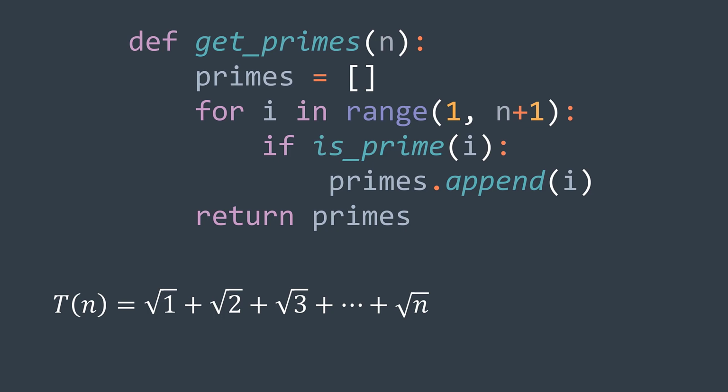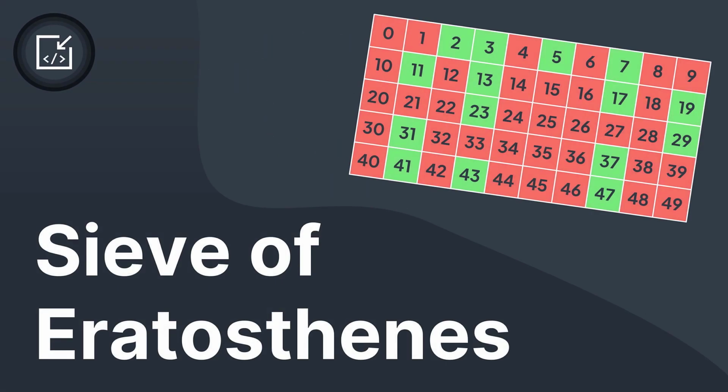This sum is the sum of square root of i where i goes from 1 to n, which is an O of n times square root of n. We got an O of n times square root of n time complexity. But we have more clever ways to find primes up to n. The one we will see today is the Sieve of Eratosthenes.